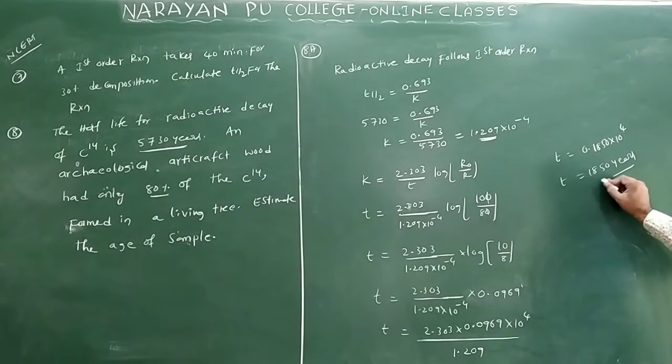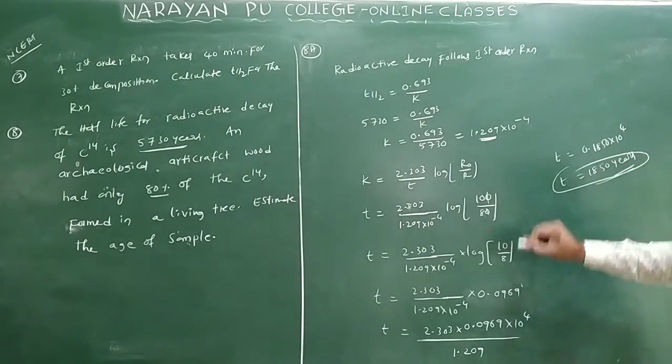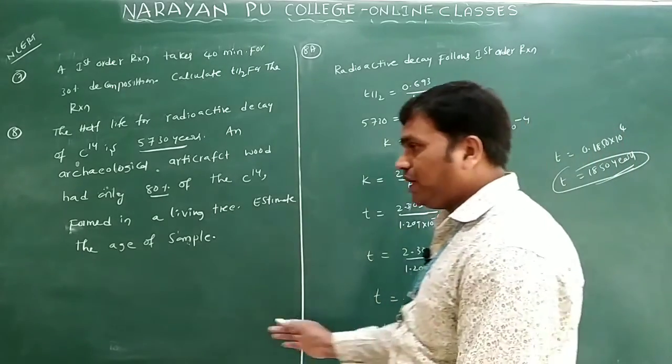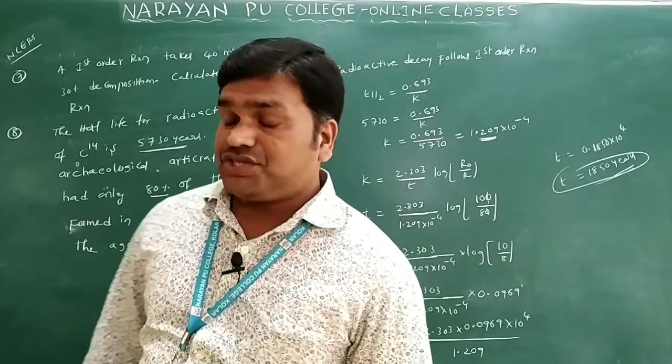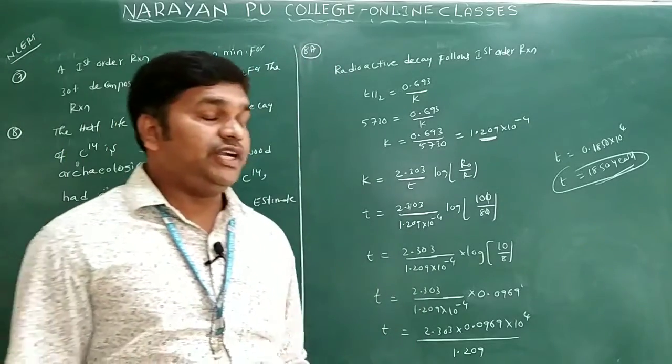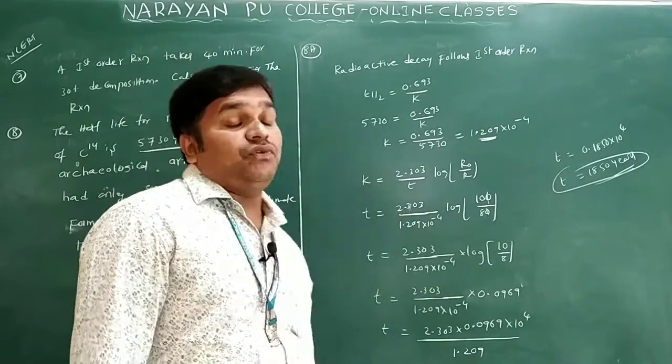So t is equal to how much did you get? 1850 years. So what is the age of the sample? The age of the sample is 1850 years. So what are we finding here? We are first finding K, and by using that K, we are finding the time for this reaction.